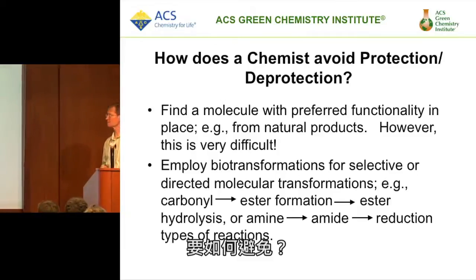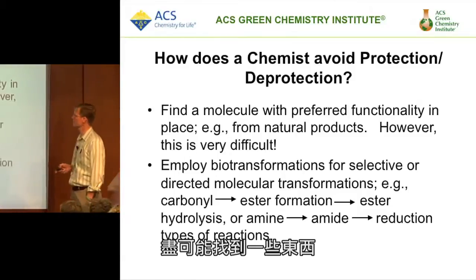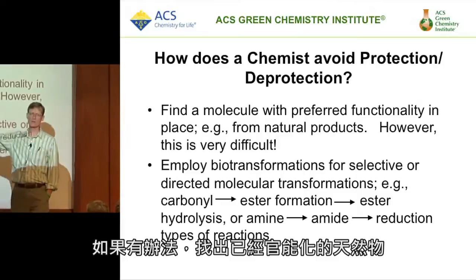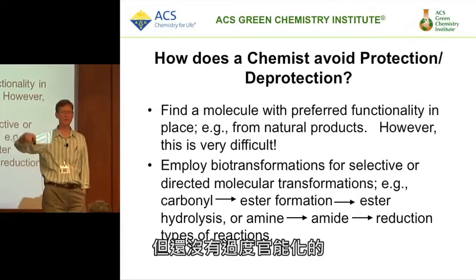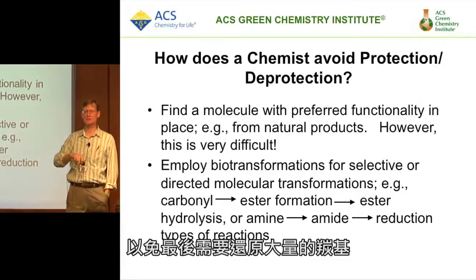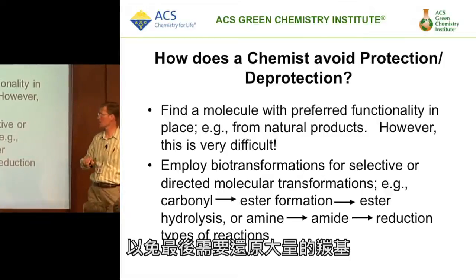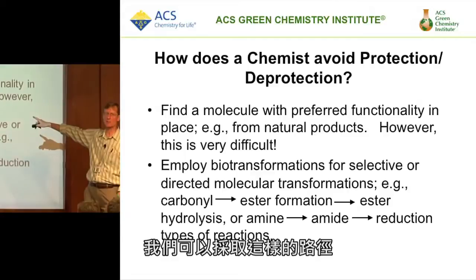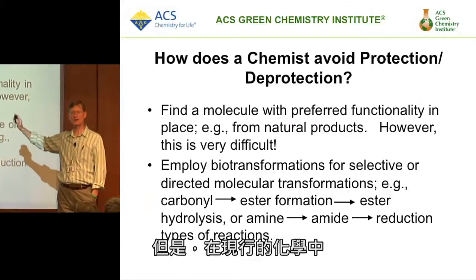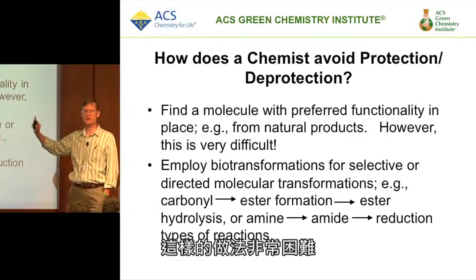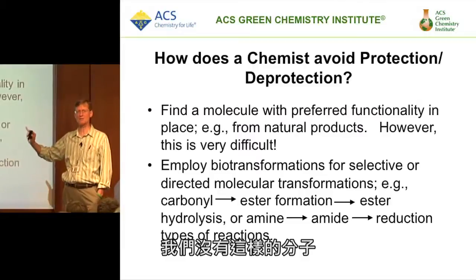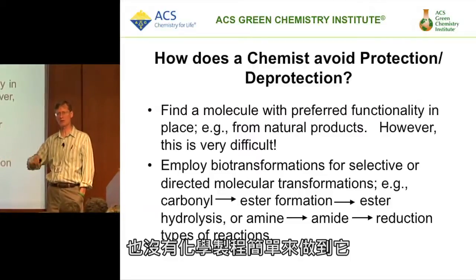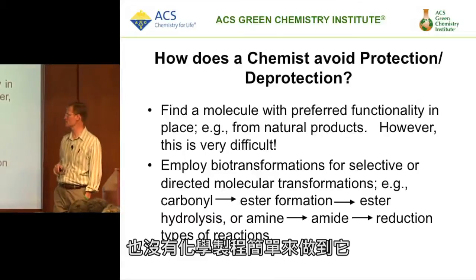How do we avoid it? Well, if you can, you find something. If you can find a natural product that is already functionalized and isn't overly functionalized so that we end up having to reduce a lot of the carbonyl groups, then we might go that route. But again, in the current state of chemistry, that's very difficult. We just don't have that kind of set of molecules, and we don't have the chemistries that make this easy.